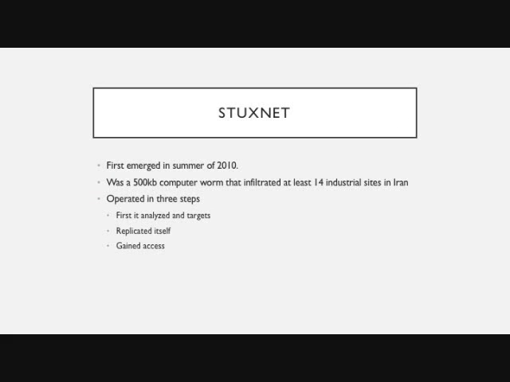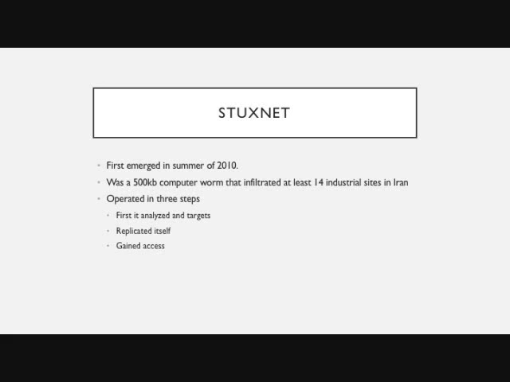Now I'm going to talk about the Stuxnet worm. The Stuxnet worm first emerged in the summer of 2010. It was a 500 kilobyte computer worm that infiltrated at least 14 industrial sites in Iran, including the uranium enrichment plant. The virus operated in 3 steps.